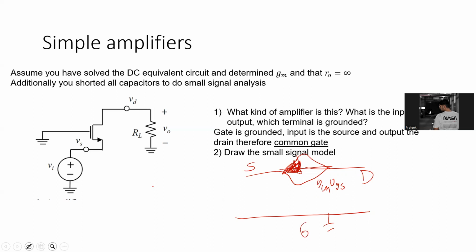The drain, so the RL is connected to the drain and then it's connected to ground. So it's just gonna go like this, capital RL. So now we're done with this one.